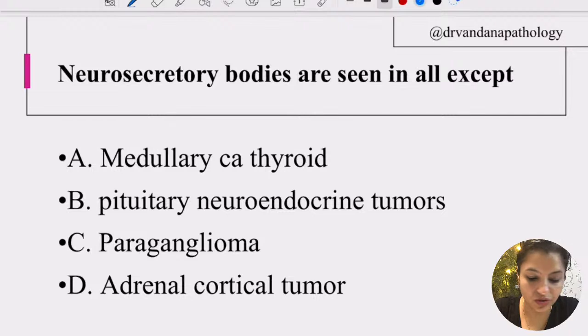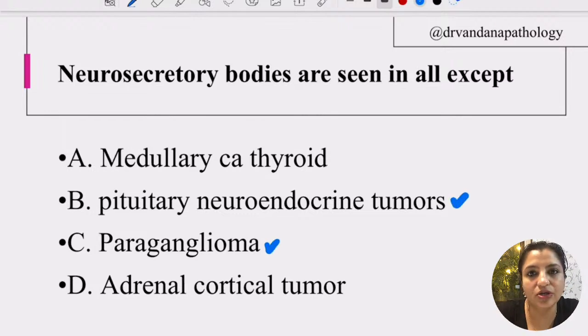So first question on the screen is neurosecretory bodies are seen in all except. So guys, neurosecretory bodies are nothing but they are seen in neuroendocrine tumor. So whenever we have a neuroendocrine tumor, we see neurosecretory granules. Okay. So out of these, which are the neuroendocrine tumors that you should know? So remember, the first and foremost is paraganglioma. Yes, it's a neuroendocrine tumor, right?